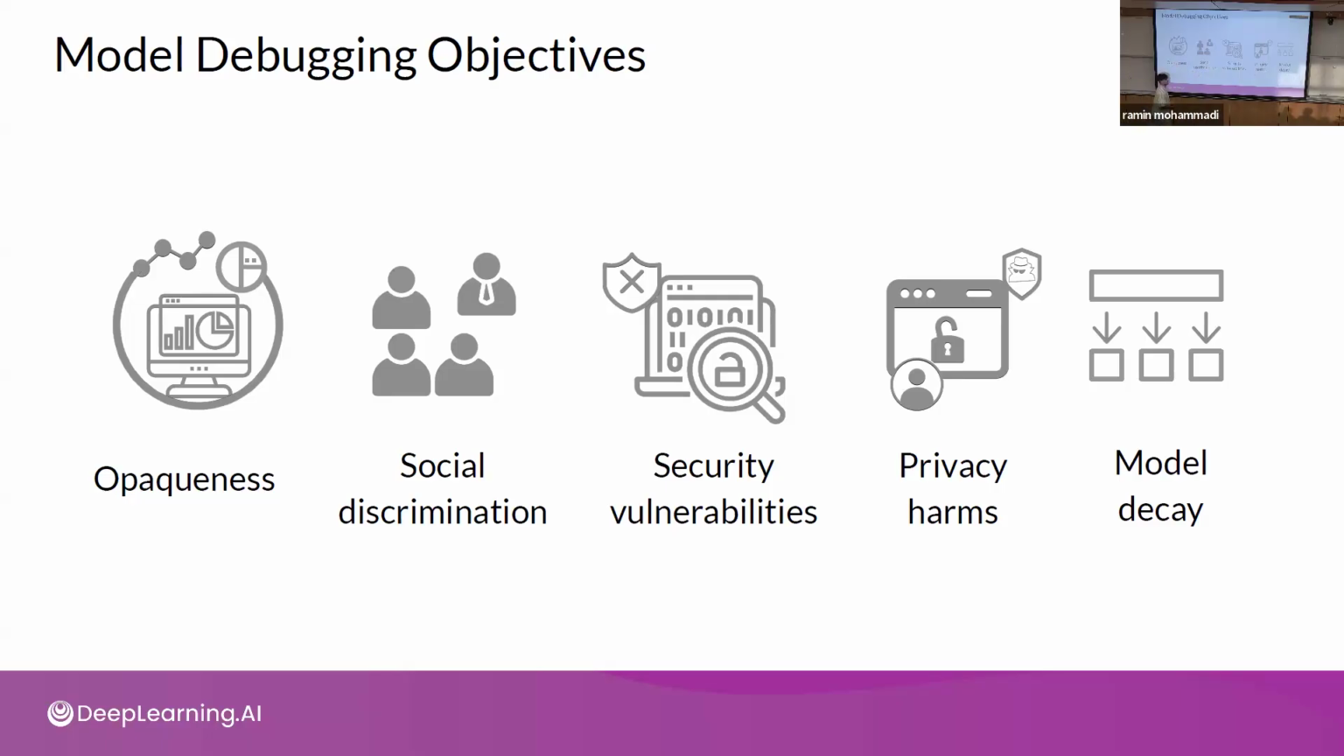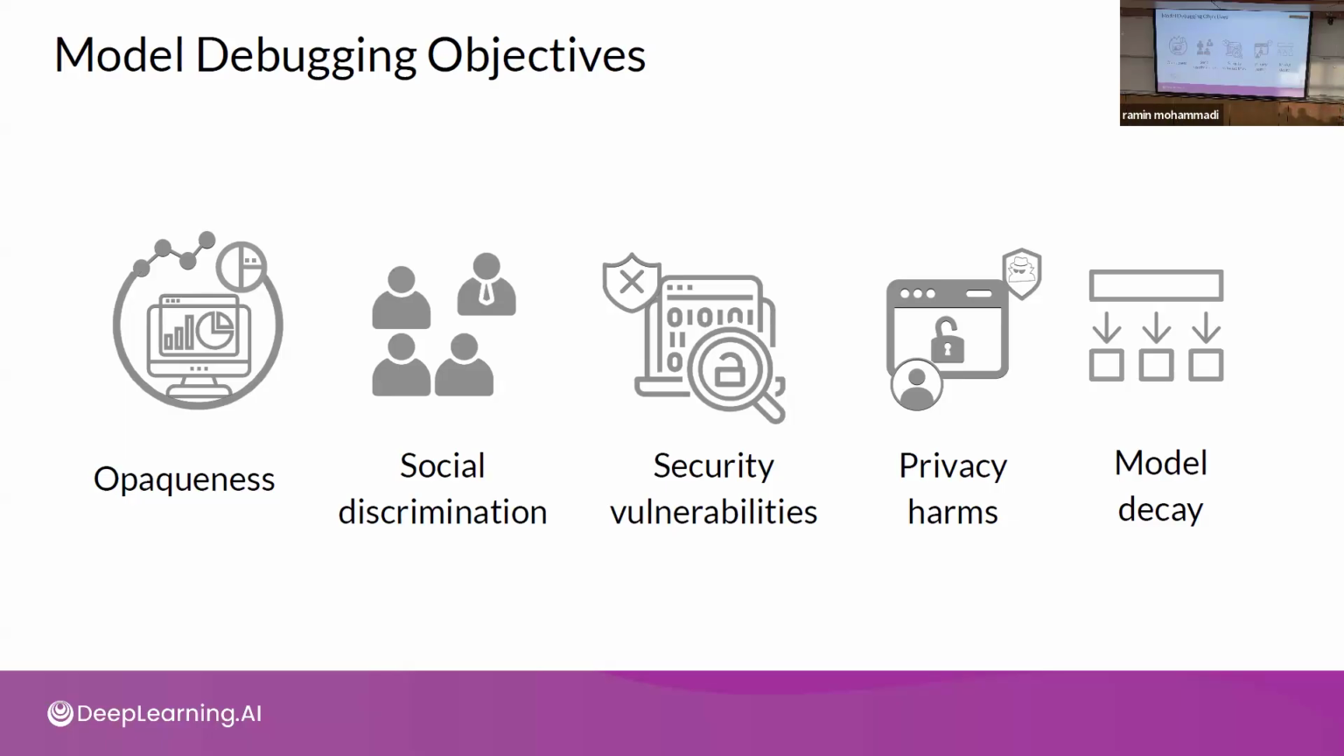And social discrimination is really important. You need to be sure that your model doesn't discriminate against different people, different groups, different ethnicities. Security vulnerabilities: is this model basically secure overall? Can someone break into it or hack it? Privacy harm, on the other hand, is whether someone can steal information from this model, like membership inference or reverse engineering the model overall. And model decay: is this model decaying? How fast will it decay, how strong is this model, and for how long could we use it?